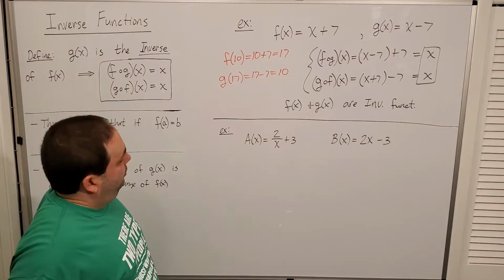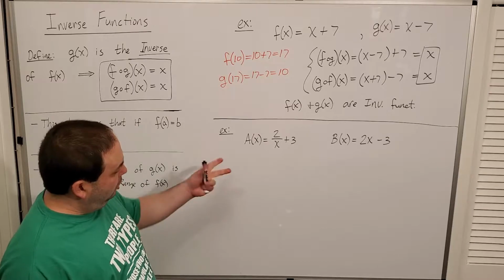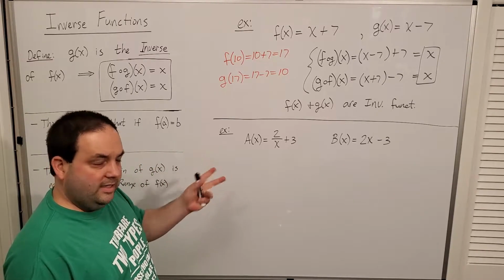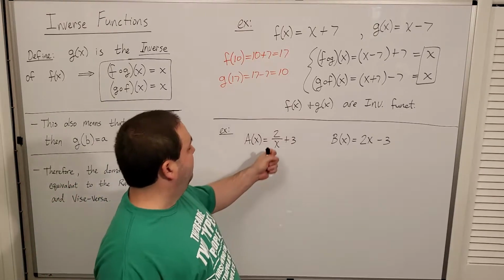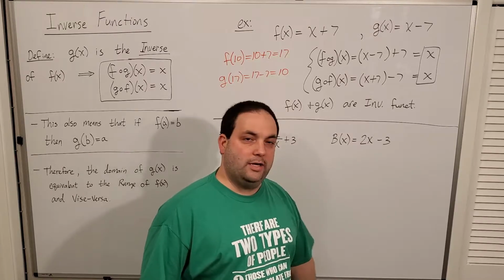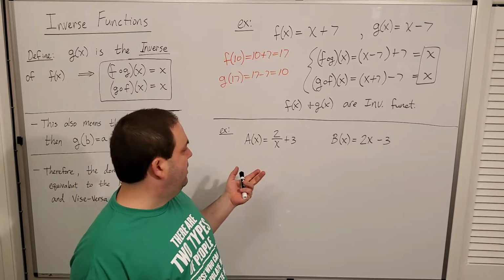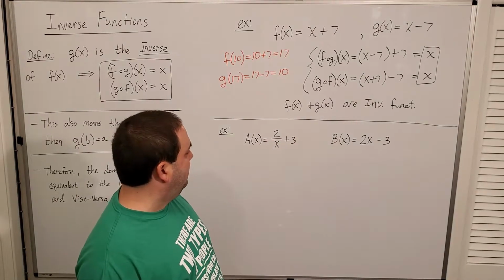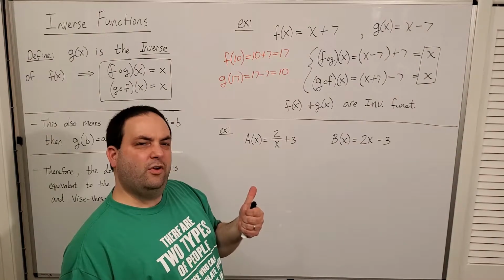Let's look at another example. a of x and b of x. Those don't look as easy as the last one, right? There's multiple operations going on now. I have a division and an addition, and here I have a multiplication and a subtraction. So the first thing you should be thinking, those are opposite operations, right? Division, opposite is multiplication. Addition, opposite is subtraction. So those are definitely inverses.